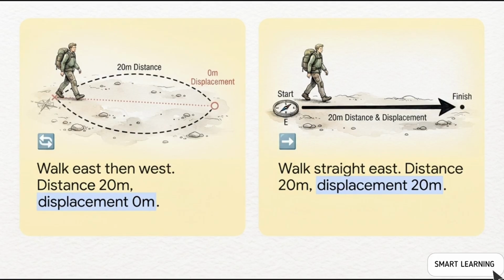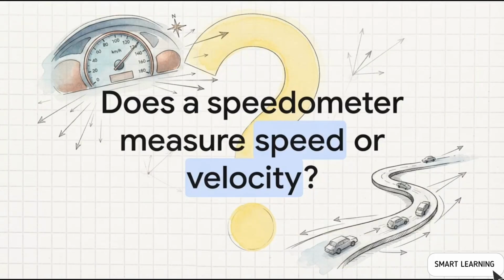Think about a student who walks 10 meters east and then turns right around and walks 10 meters west, back to their starting point. The total distance they walked is 20 meters, but their displacement, which is just their net change in position, is strictly 0, because they're right back at square one. Now on the flip side, displacement equals distance when an object moves in a straight line in one direction without ever changing direction. If that same student just walks 20 meters straight east without turning back, both the distance and the displacement are exactly 20 meters. Question 1 complete.